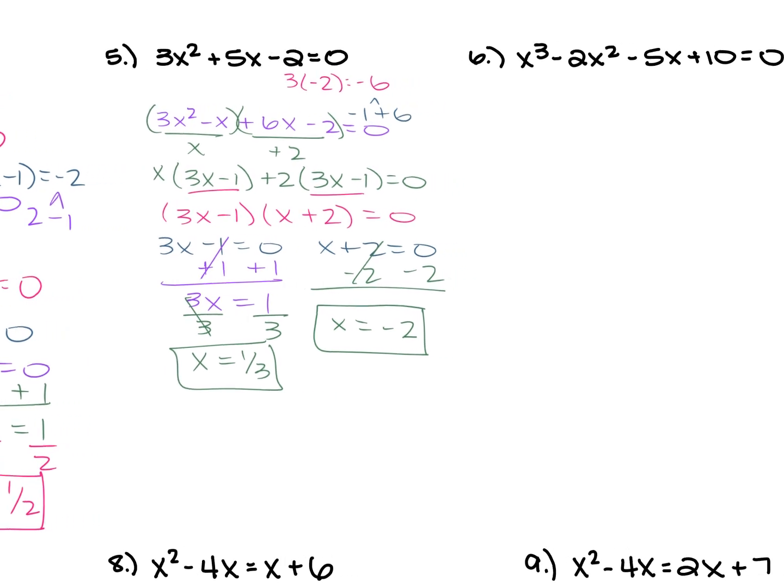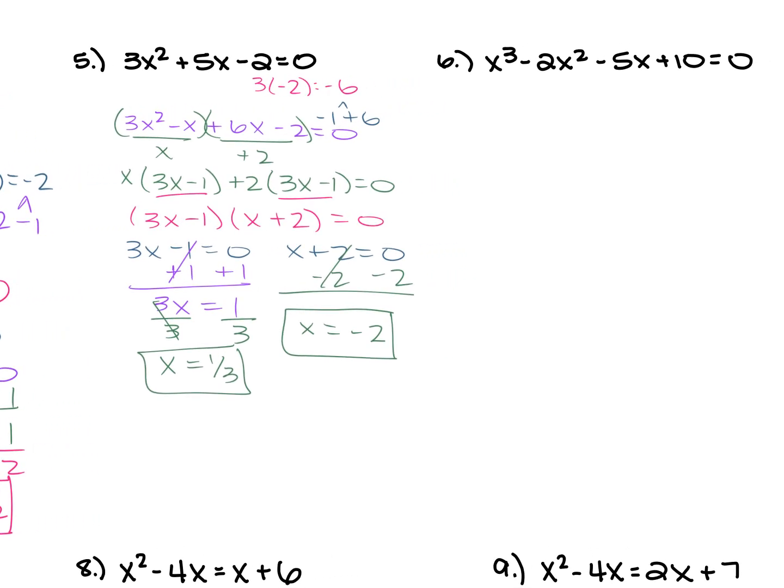For number 6, you have x cubed minus 2x squared minus 5x plus 10 is equal to 0. For this one, you have all of your terms on the same side. However, you have 4 terms. So you're going to factor this by grouping. So group the first 2 terms, group the last 2 terms. From the first 2, you have an x squared. That's the greatest common factor. From the last 2, you have a negative 5.